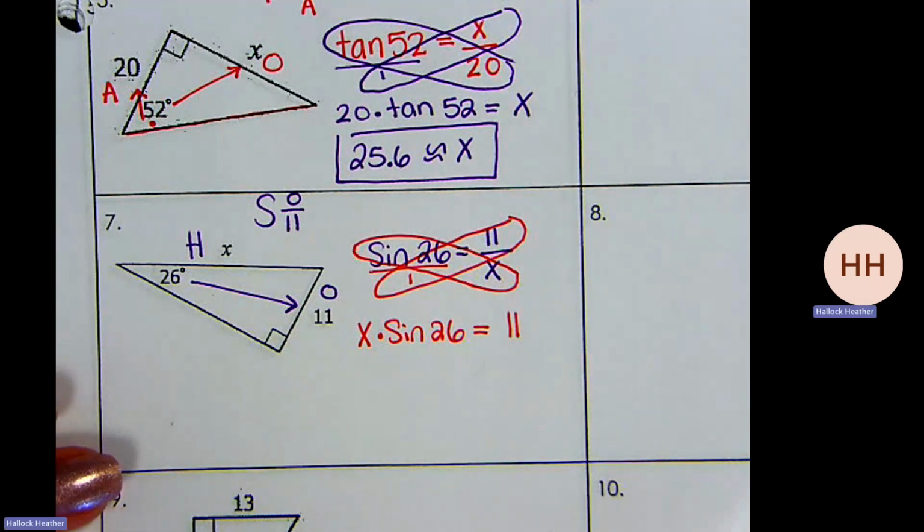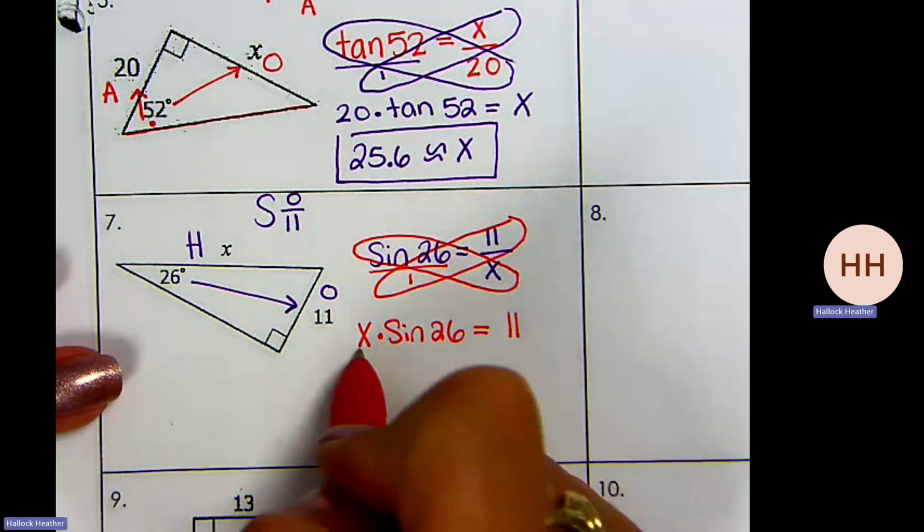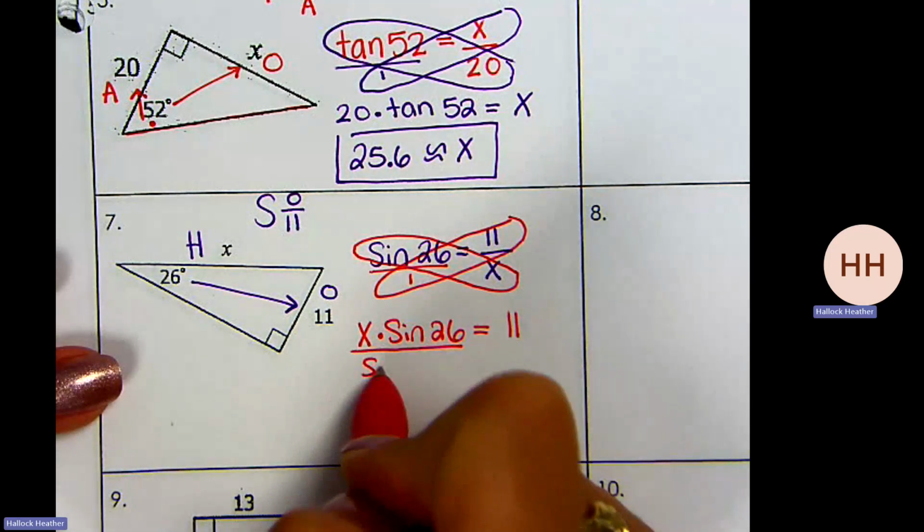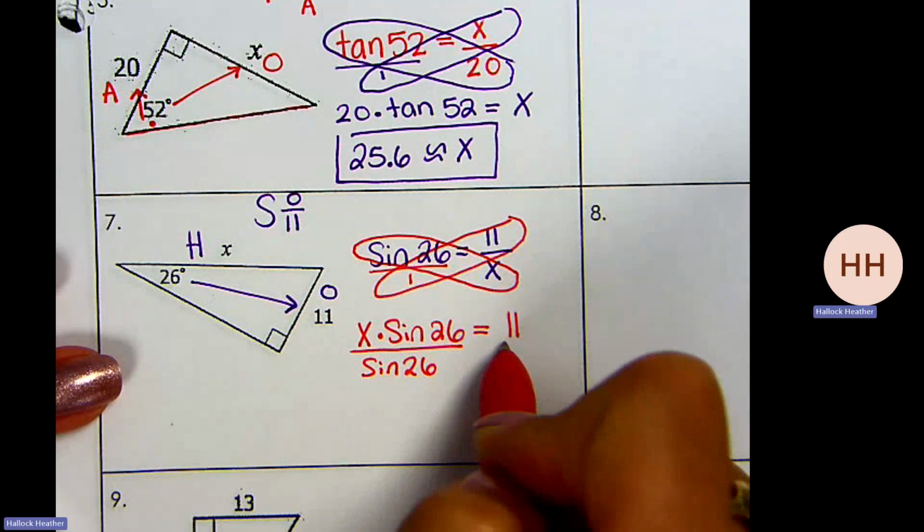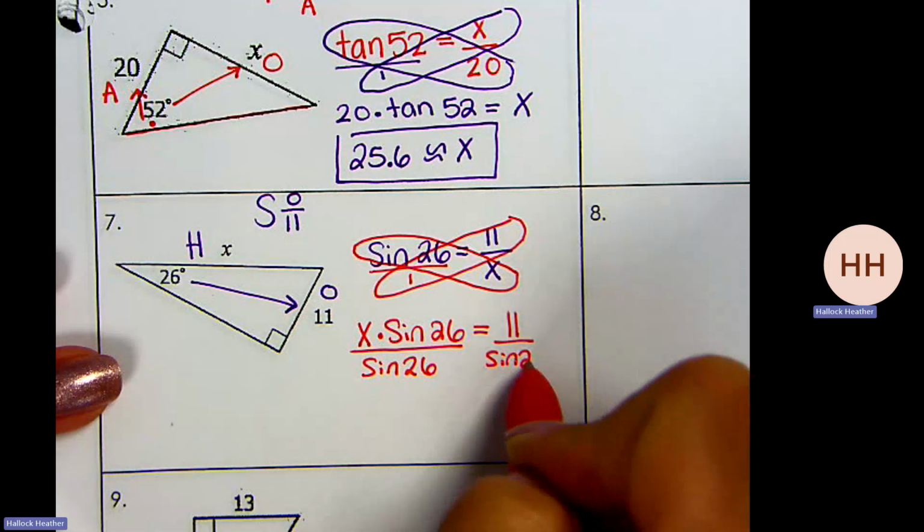The x is not by itself. So how do I get rid of sine? Divide. To get rid of sine of 26, I'm going to divide both sides. So instead of multiplying in the calculator like we've been doing, now we're going to divide.